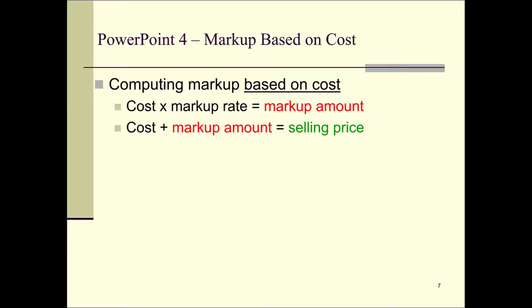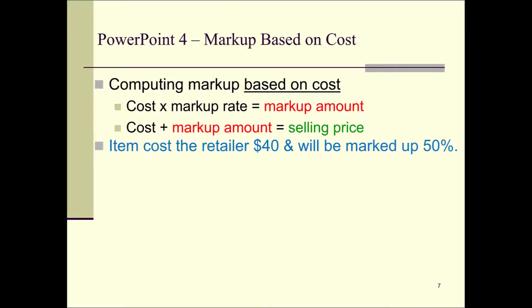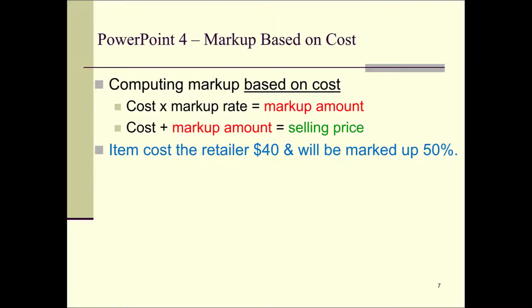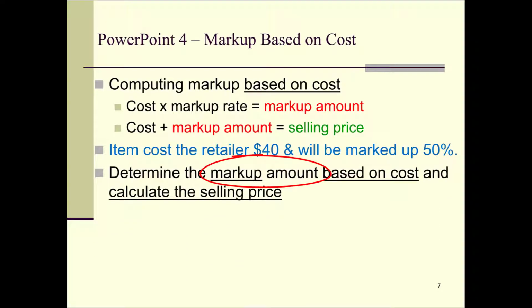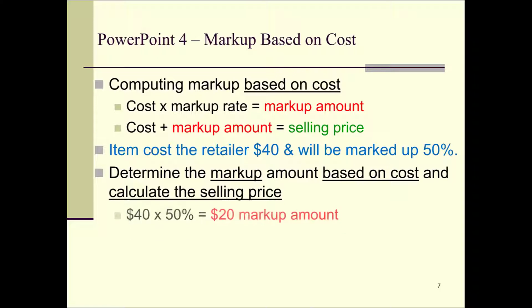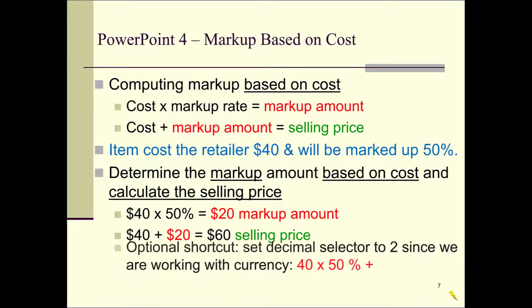So let's do a really simple example. Let's say we have an item that costs us 40 bucks and we're going to mark it up by 50%. So our tasks are to determine the markup amount based on the cost and calculate the selling price after that. So the markup amount is you take the $40 cost of the item, multiply it by 50%, and that gives us a $20 markup amount. So if the item costs us 40 bucks and we're going to mark it up by 20 bucks, then the selling price is 60 bucks.